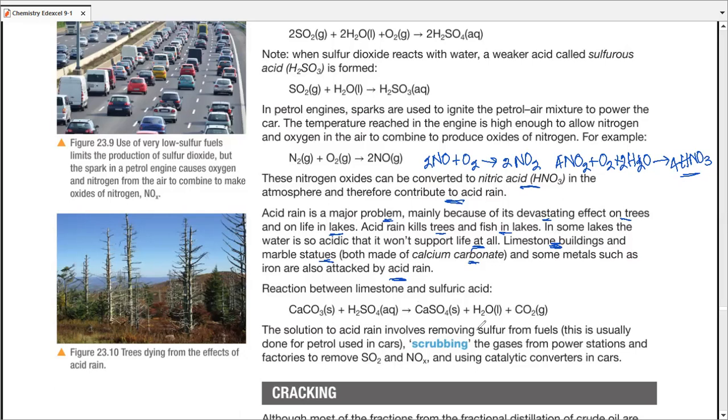The solution to acid rain involves removing sulfur from fumes. This is done for petrol used in cars. We use the term scrubbing for the gases from power stations. What do we do? We already know that these gases are going to react with water and produce acids.